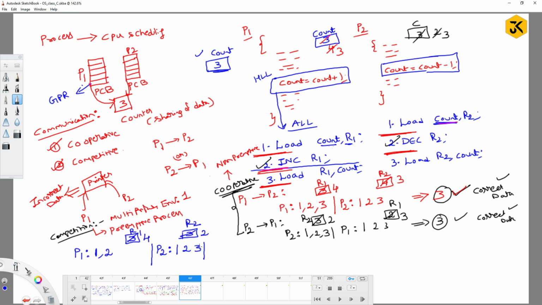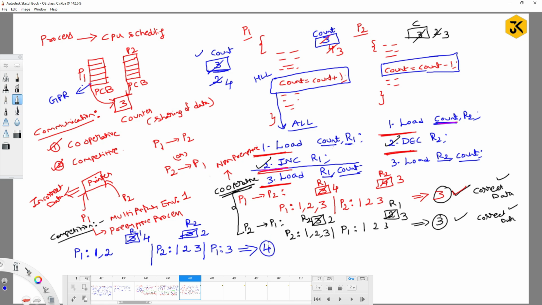Then what will happen? Here it will update with what value? 2. So load of R2 comma count. Right? Now, if P1 got the chance, P1 will execute what statement? Third statement. Third statement is what? Load of R1 comma count, which means what value it is going to be updated? 4. Right? Which means after completion of execution of P1 and P2 in a competitive manner, what is the result you got? 4. Is this the correct one?